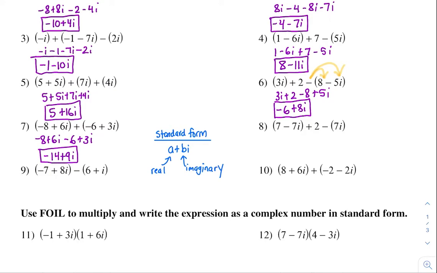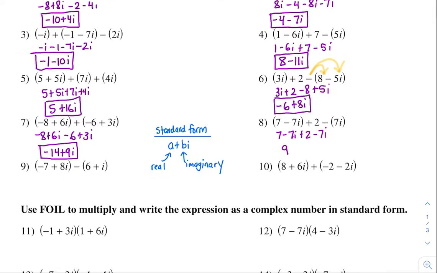Okay. Number 8. 7 minus 7i plus 2 minus 7i. Real numbers in front, so 7 plus 2 is 9. Imaginary in the back, negative 7i minus 7i is negative 14i.